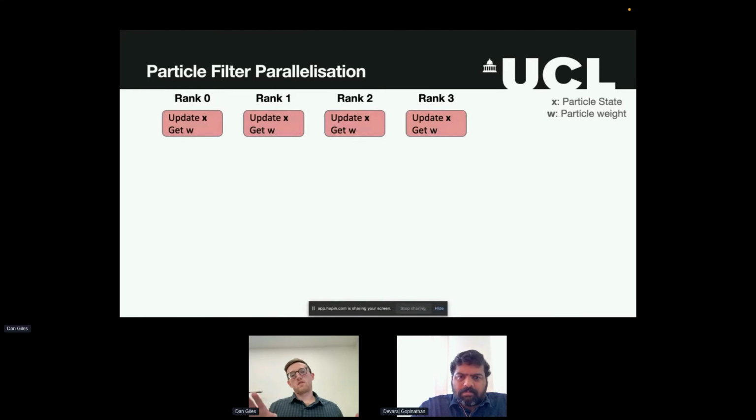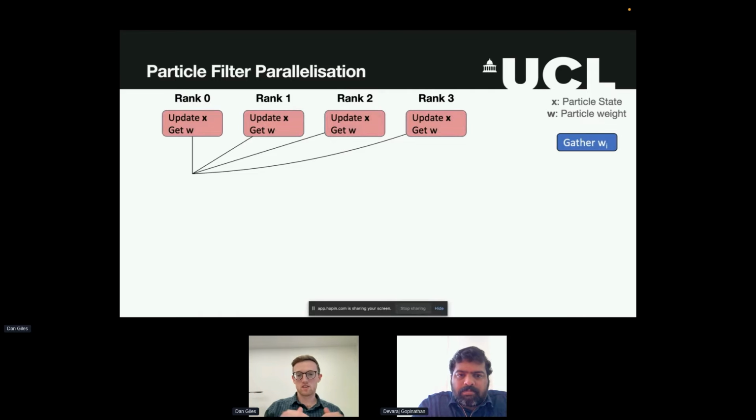So just to give you a brief overview of the parallelization that's implemented. In this example, we have 4 ranks, and to keep it simple, each rank only has one state vector, denoted as X. We're going to update that state vector X given our forward model. We're then going to calculate the weight, W, and each of these can be done in complete parallel on different MPI ranks. We then have to gather the weights to compare them and so on. That's going to be an MPI gather.